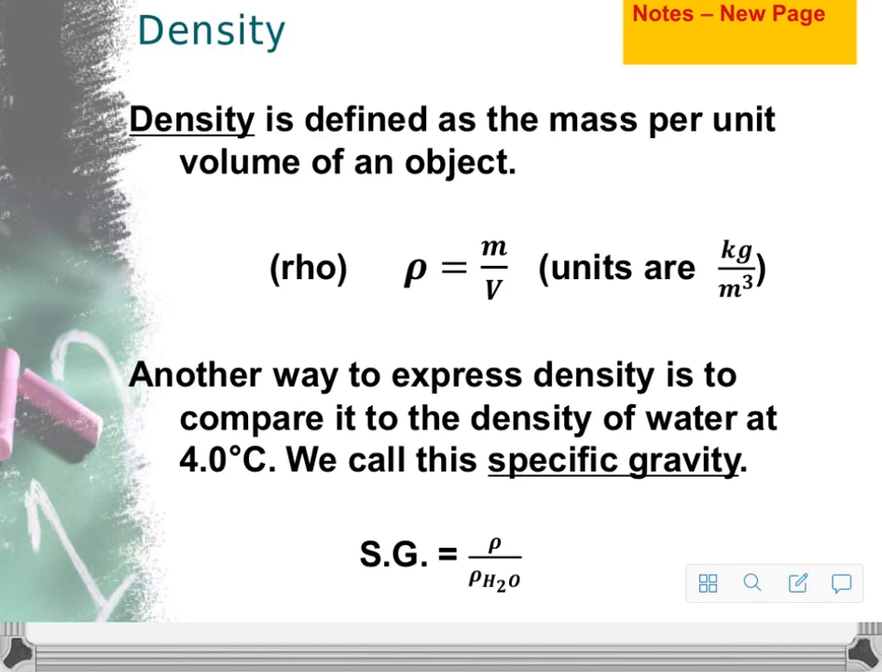First, an overview of what density is. You may already be familiar with this, but I'm going to go over it anyway just to refresh your memory. Density is defined as the amount of mass per unit volume of a body, and that can be a fluid or a solid. We give density a variable, a Greek letter, rho, and it is equal simply to mass divided by volume, and its units are kilograms per meter cubed.